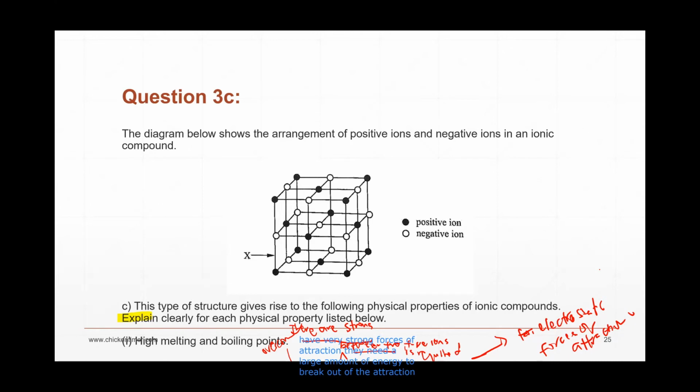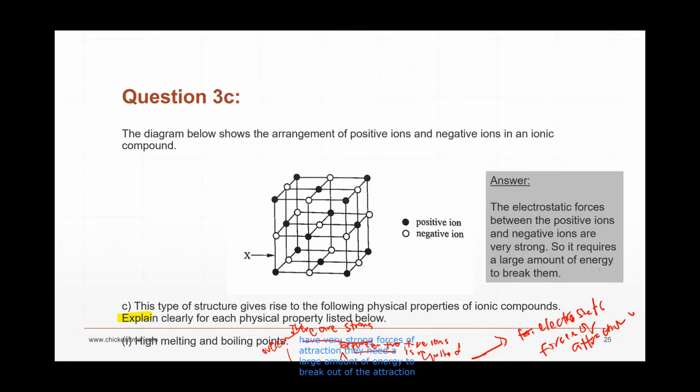Okay, you want to add to your answer? You want to take down anything? Yeah, ready. Then we go on to the next one. I'll show you the answer. So electrostatic forces of attraction between positive and negative ions are very strong, so it requires a large amount of energy to break them. Something like that you can refer to.